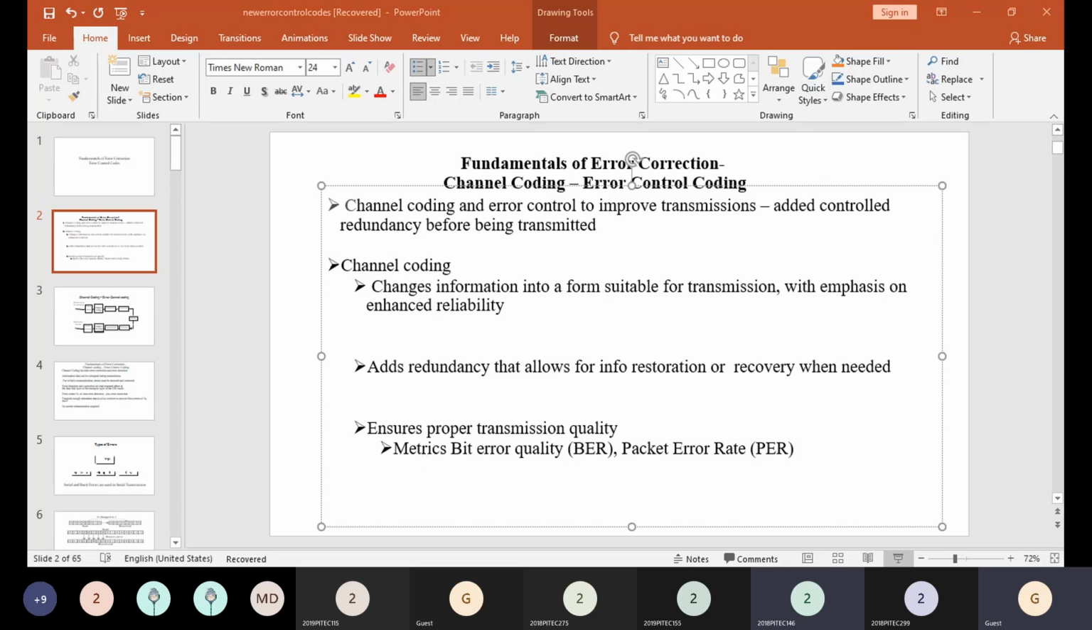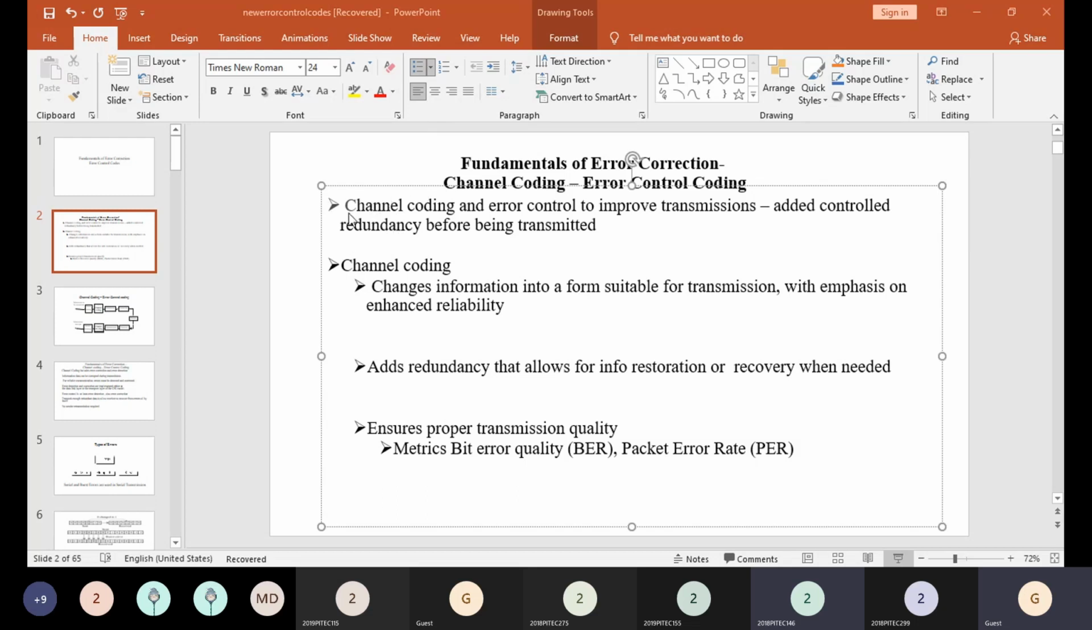This is the well-known block diagram of the digital communication system, with the emphasis on channel coding. The information bits to be transmitted will be passed into a source coder. The source coder is mainly used to remove redundancy, that is, unwanted or insignificant bits.